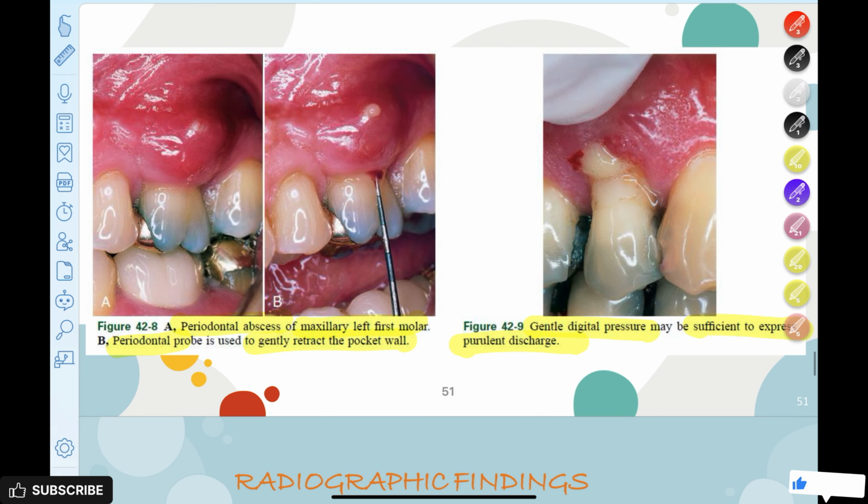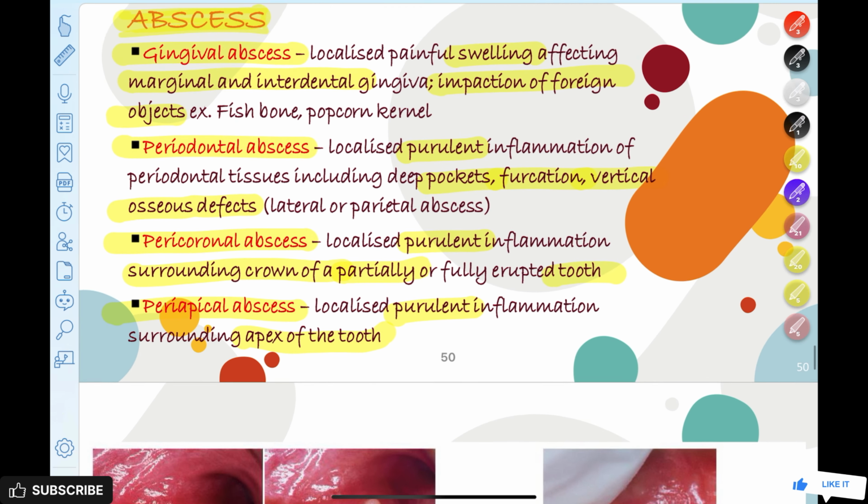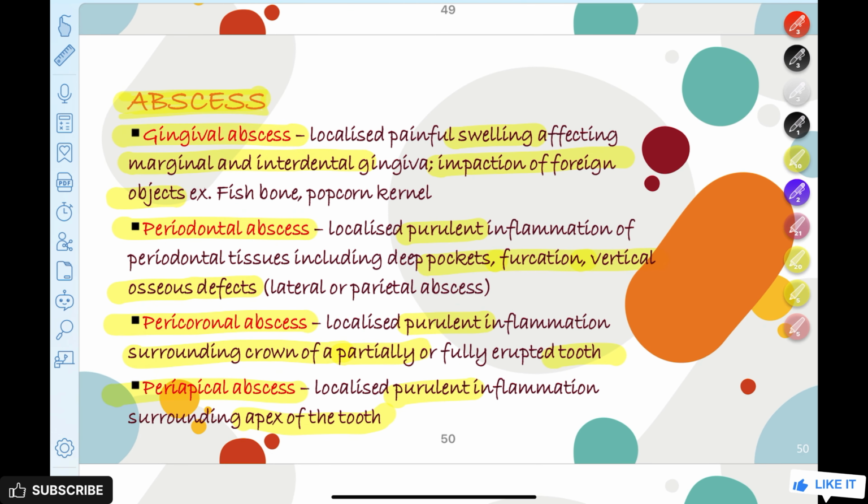So this is the abscess. As you can see here, while probing, the pus is coming out. Purulent discharge. The characteristic of gingival abscess is that it is a localized painful swelling affecting marginal and interdental gingiva. It is caused due to impaction of foreign objects like fish bone or popcorn kernel.